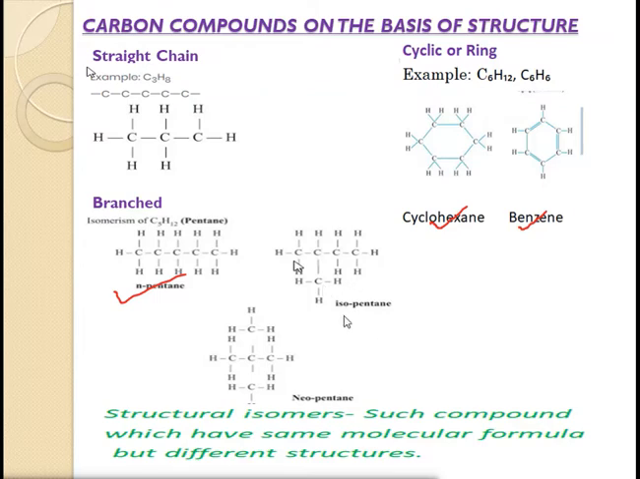So we have isopentane and neopentane over there, in which we can see the branches, meaning the carbon atoms and the hydrogen atoms are the same, but the structures are different. So these are called isomers. So what are isomers? Isomers are those compounds which have the same molecular formula, but they have different structures.